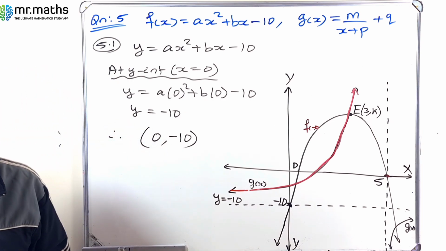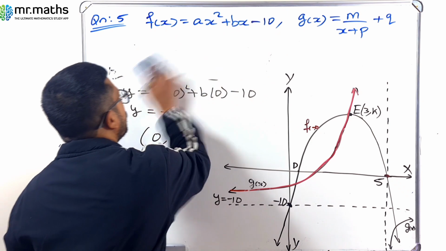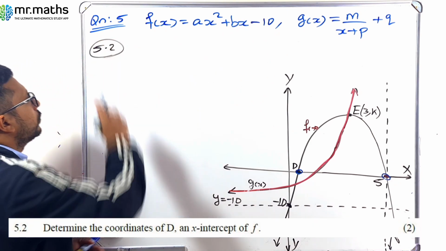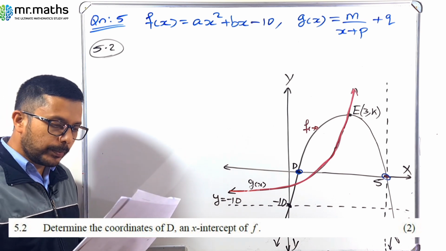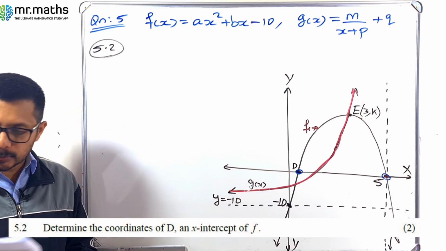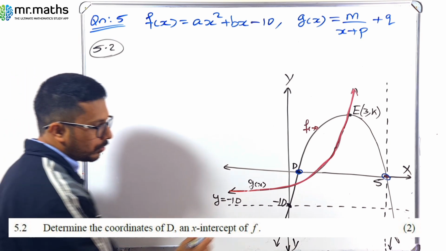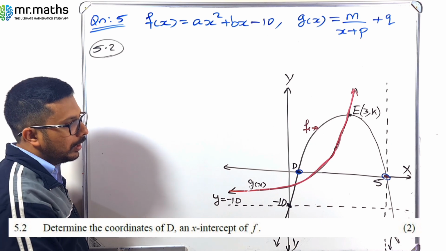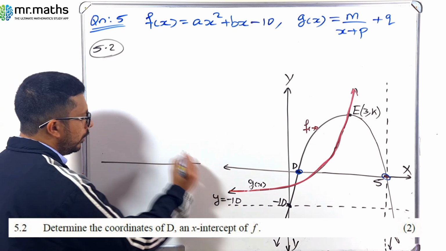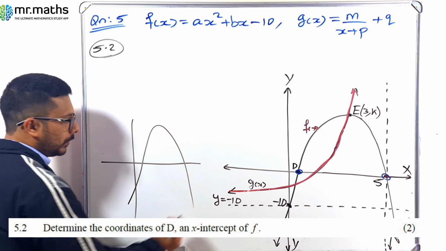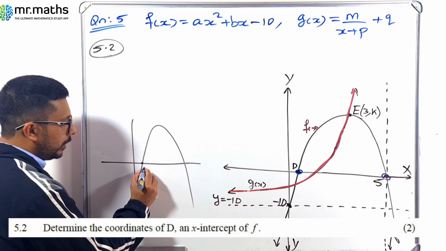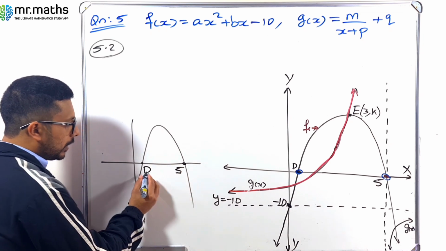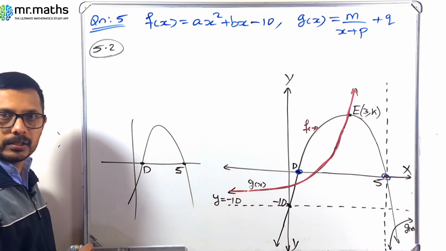Now let's move to the next question, question number 5.2. What is question number 5.2? Determine the coordinates of D, an x-intercept of f. You have to find the coordinates of D, this point. This is the point D, that is the x-intercept of the f of x graph. There you can see that this is the parabola, and this point is D, and this one is given as 5. What is the x value here, or what is the coordinate of D? That is the question.